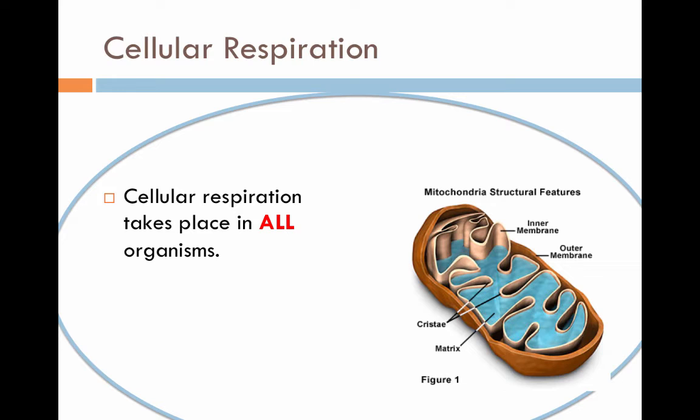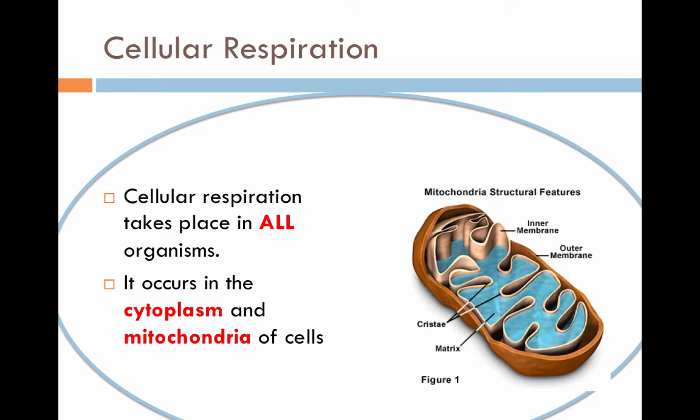Everything does cellular respiration. The chemical reaction is really complicated and it takes many steps, and it occurs in 2 places within cells. It occurs within the cytoplasm and the mitochondria of cells. Remember how we previously learned that mitochondria is responsible for making ATP? This is why. This is where cellular respiration occurs. It takes sugar, it breaks down sugar, and creates ATP.